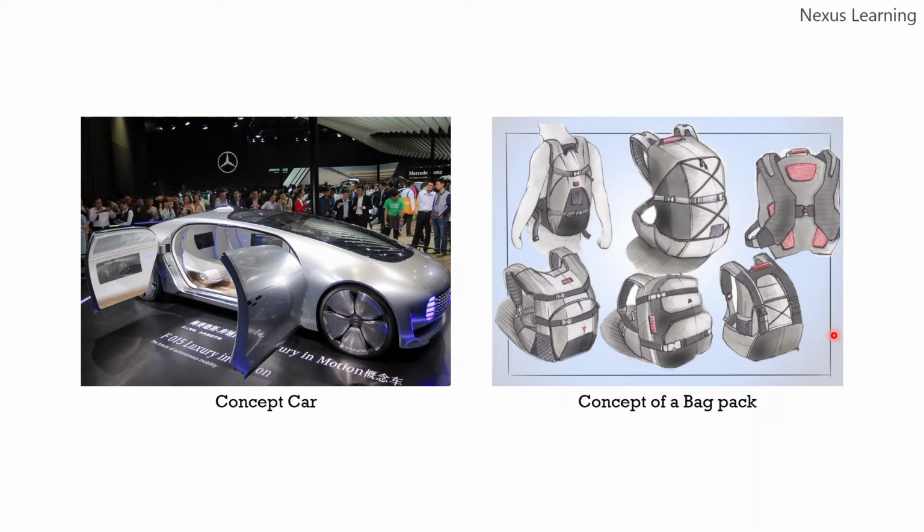So when you go for an auto expo, what you see is a concept car. It is not an actual car, but it is a concept car. Then you see, like on the right hand side, there is a concept of backpacks, like 1, 2, 3, 4, 5. So they have different functionalities, different style, different look, and maybe different feel of it.